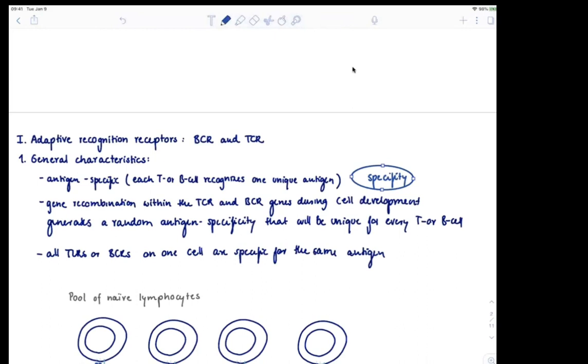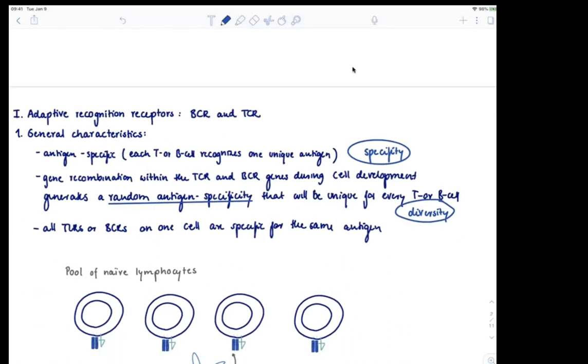Then the second characteristic is they have huge diversity. We have 100,000 different TCRs and BCRs. And then the last characteristic is clonality. So all the TCRs on one cell are the same. And those are all characteristics that are very different from the innate immune system. So they are not specific, they don't have diversity, and there's no clonality. This concludes the video on the general characteristics of adaptive immune receptors.